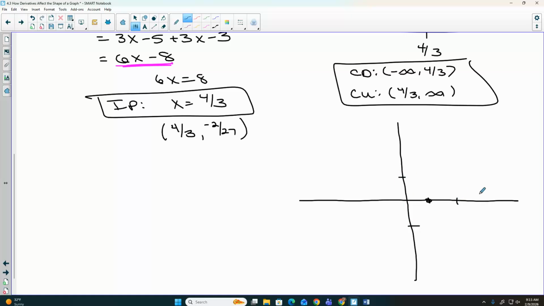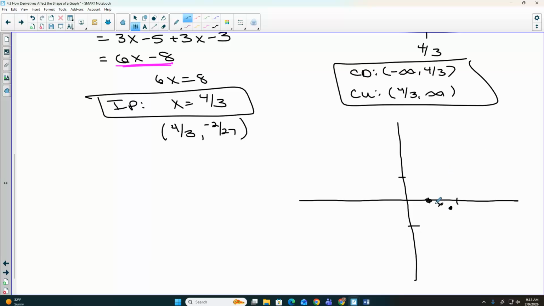Obviously, this is really hard to mark because it's a very tiny number. We're just going to do the best we can here. So we have -4/27. At 4/3, -2/27, I have an inflection point. So that's right in between the two of them. You can space out your y-axis a little bit more to give yourself more space if you need to.